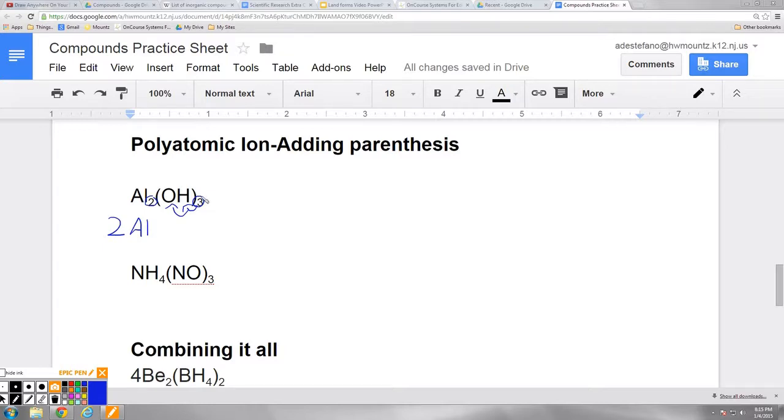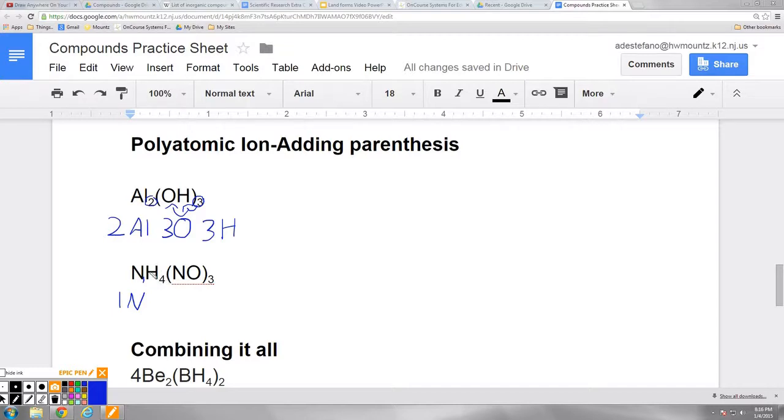Now this 3 gets carried through the parentheses to the oxygen. So there are 3 oxygens. And the 3 also affects the hydrogen. So there are 3 hydrogens as well. In this next molecule, we have nitrogen, which has the understood subscript of 1. So we have 1 nitrogen.